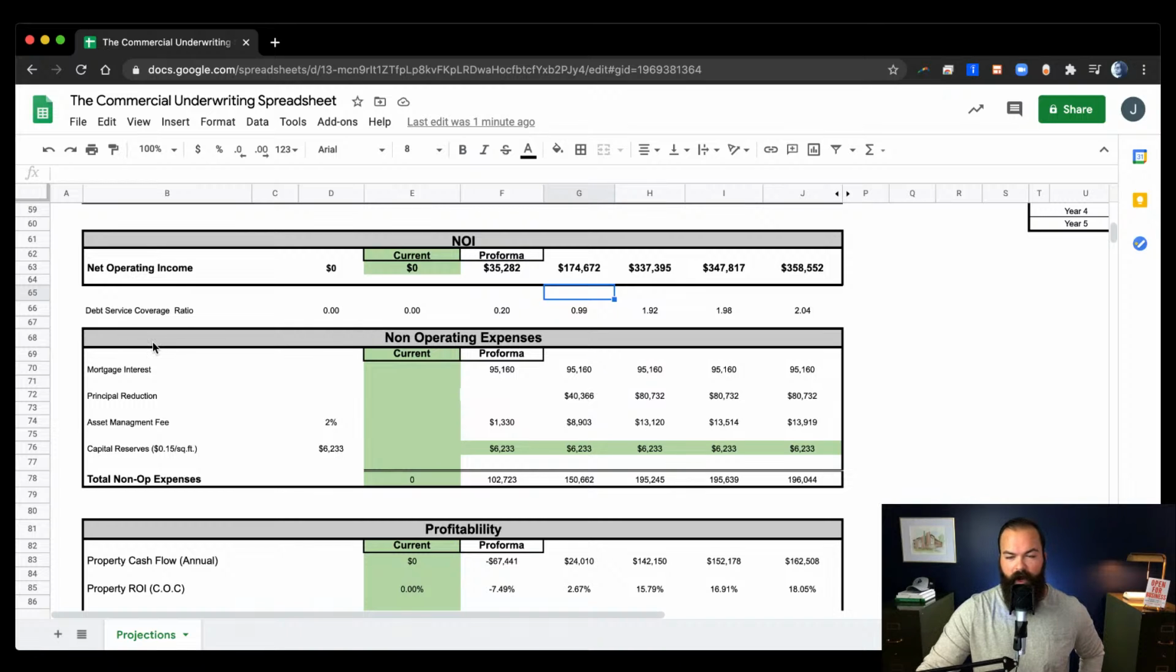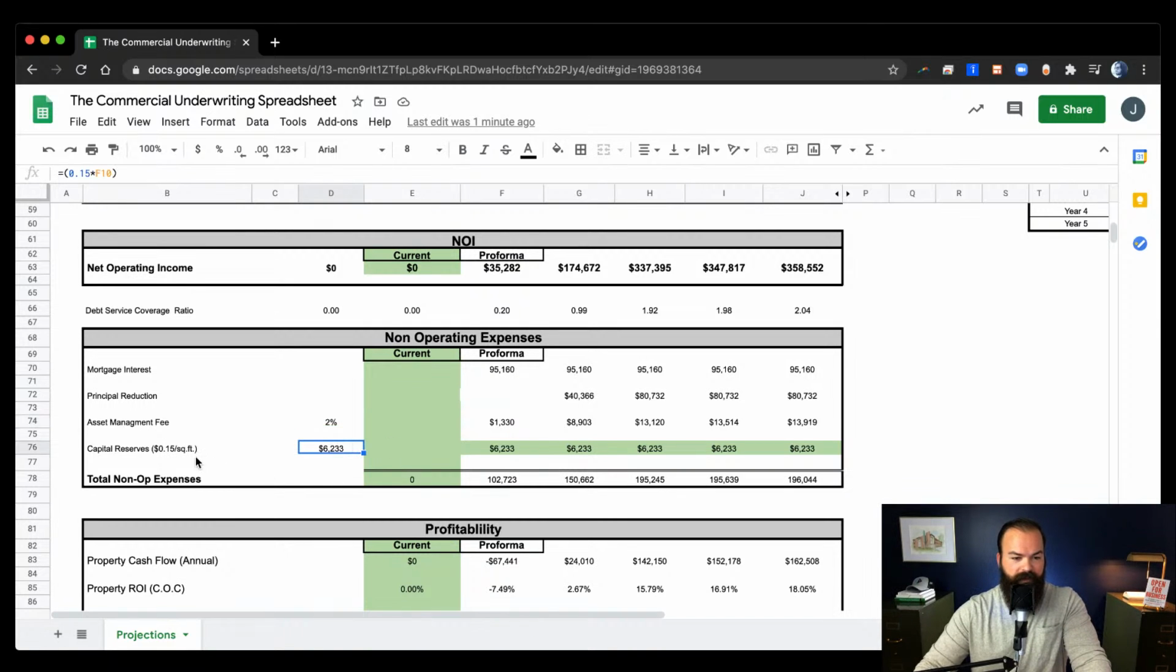Now, after your operating expenses, you have non-operating expenses. This will include your mortgage interest, which is obviously the interest that you're paying to have a mortgage, principal reduction, asset management fees if you have one. Obviously we go through a lot of capital raises. I raise capital and buy these properties with my investors. So we have an asset management fee in order to organize the asset and manage it from a higher level, distribute K1s, keep taxes, all that kind of stuff.